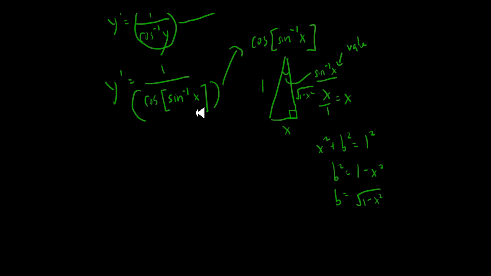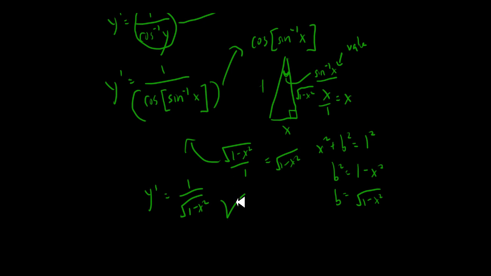Now that you have the value of that, you can take the cosine of the triangle, which is of this angle right here, which is adjacent over hypotenuse. So it's the square root of 1 minus x squared over 1, which is just the square root of 1 minus x squared. And you plug that back into the equation: y prime equals 1 over the square root of 1 minus x squared, and it is proved.